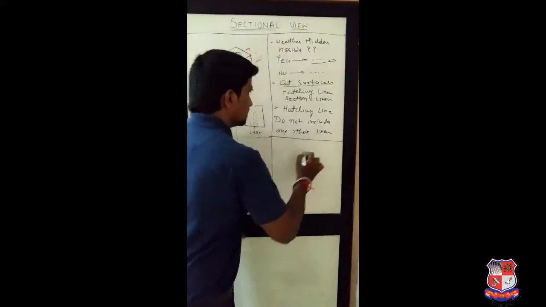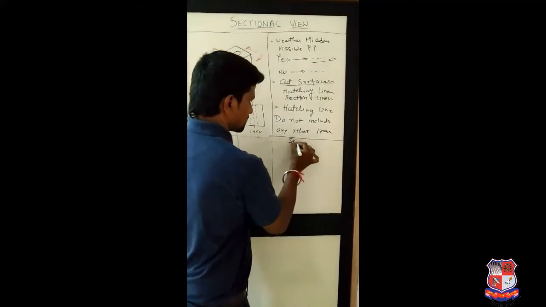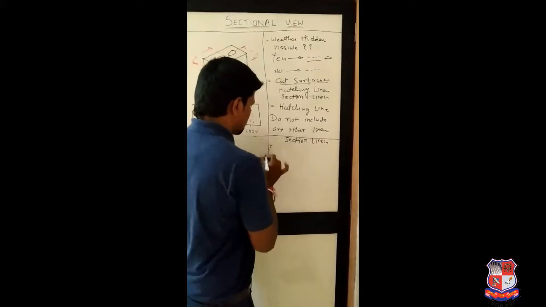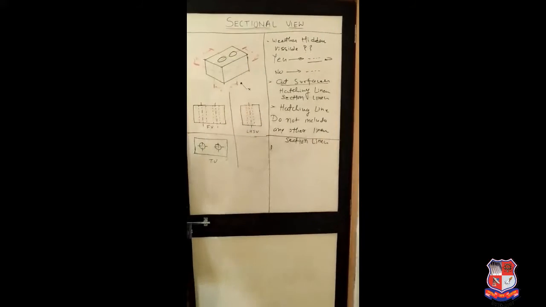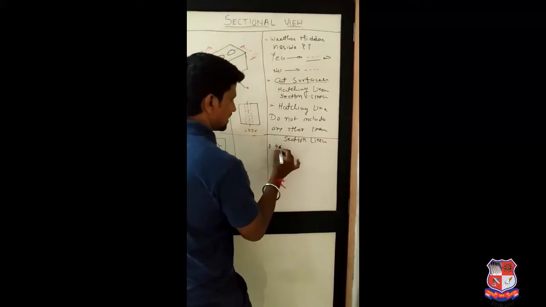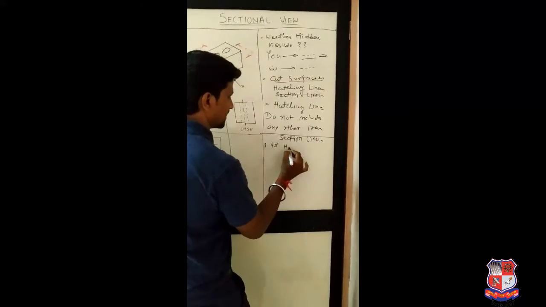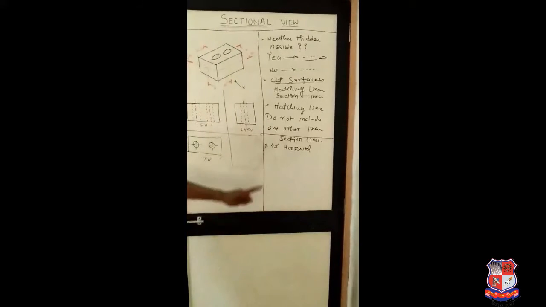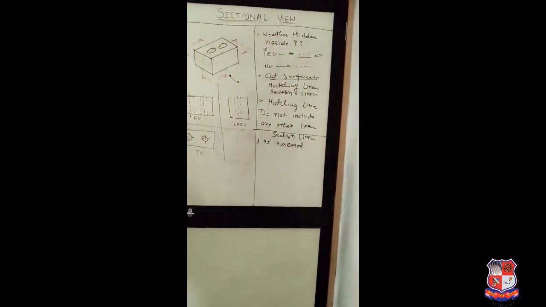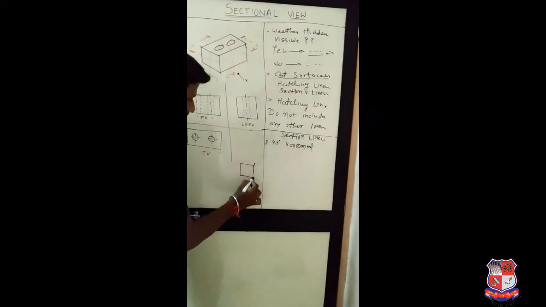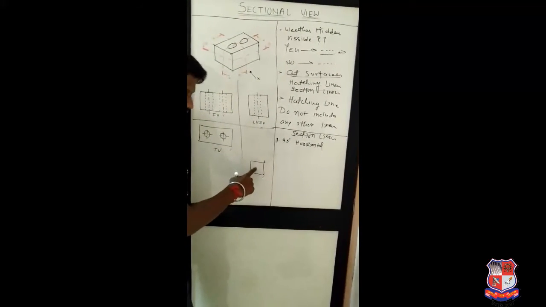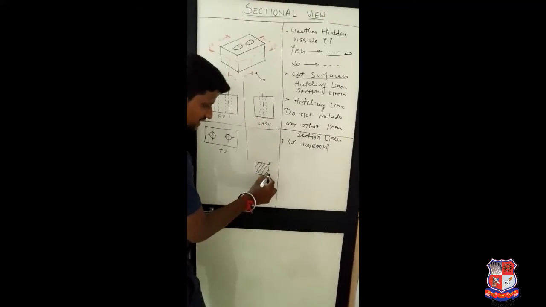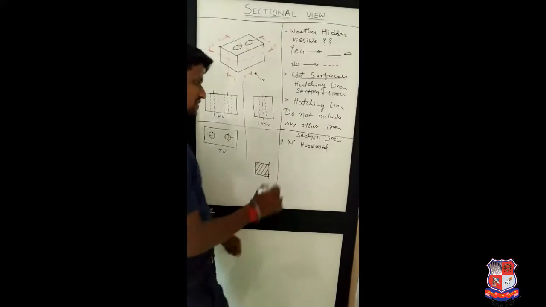Now, the rules of section lines. Rule number 1. Draw a section line at an inclination of 45 degrees with the horizontal surface. 45 degrees with the horizontal. So suppose we need to include the section line in this portion, we need to draw the section lines at an angle of 45 degrees with the horizontal. This is the first rule.